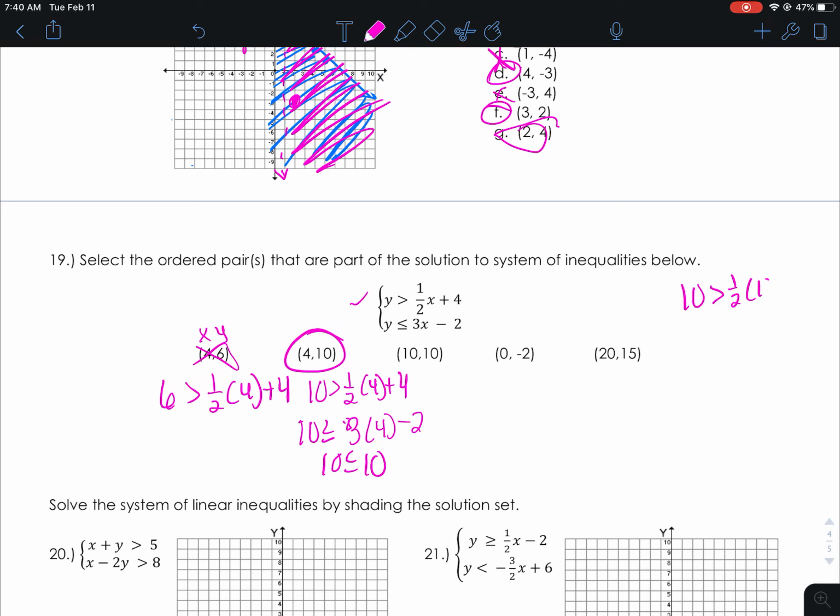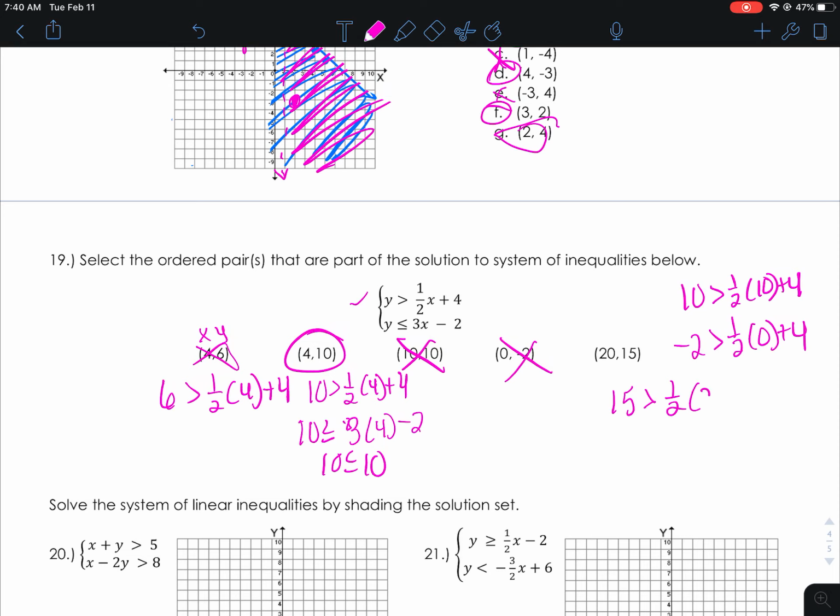10 is greater than 1/2 times 10 plus 4. That's not true. Let's see, -2 is greater than 1/2 times 0 plus 4. Also not true. That would be -2 is greater than 4. I'm thinking it's the last one. Maybe not.